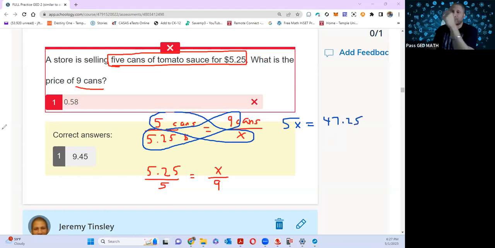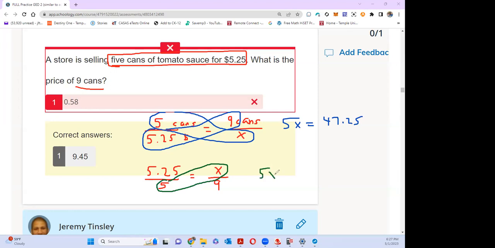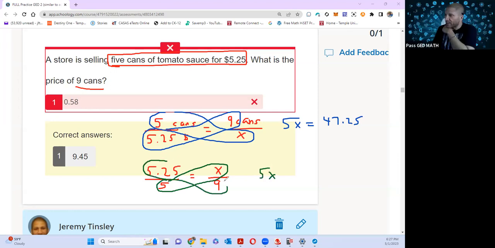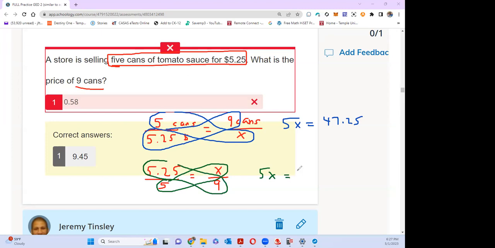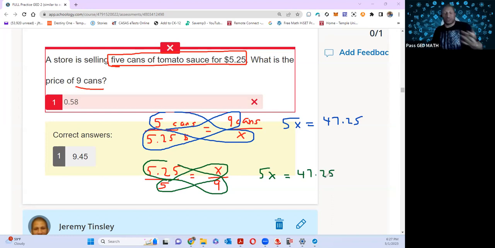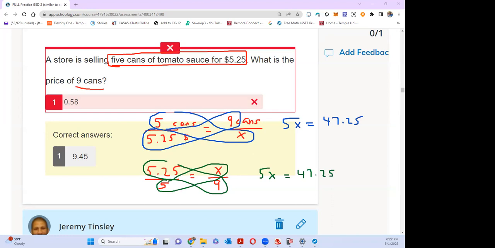47.25. Now I want to prove something to you. I'm going to use green now. What is 5 times x? 5x. And what is 5.25 times 9? 47.25. Yes, we get the same exact equation. So it doesn't matter.